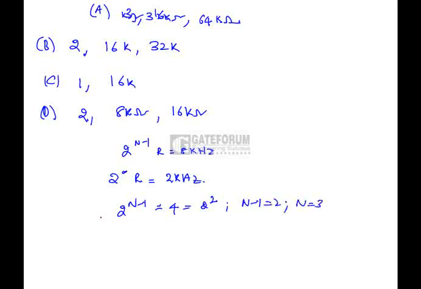If the bit length is increased by 2, then n dash is nothing but n plus 2, that is 5. The number of additional resistors will be 2. Then the values would be 16k and 32k, hence option B is correct.